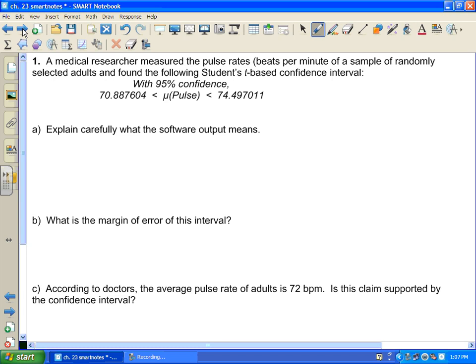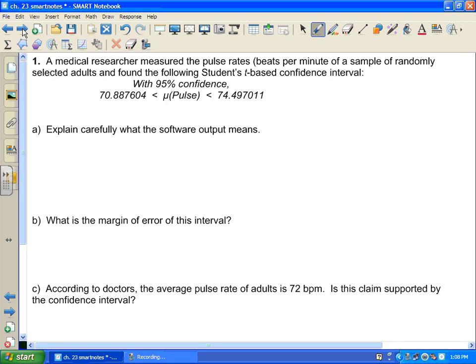Okay, so this problem says a medical researcher measured the pulse rate of selected adults and found the following student-based confidence interval. So it gives you the interval. You don't have to do anything. There it is. It just says explain what this means.